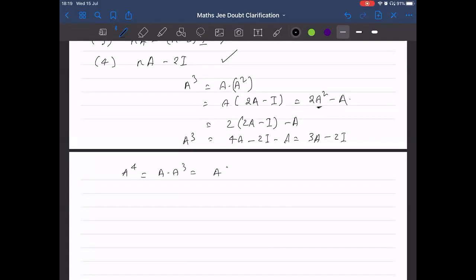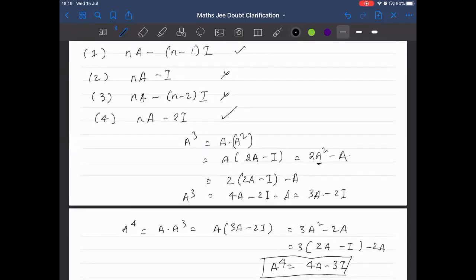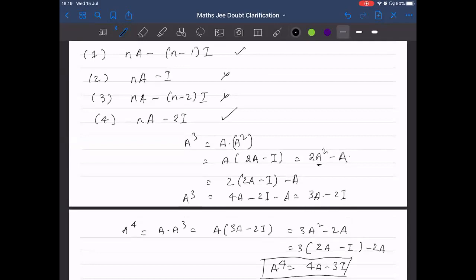So A into A cube. A cube value is 3A minus 2I. So it is equal to 3A square minus 2A. Again, A square value is 2A minus I, so 6A minus 3I minus 2A, which is 4A minus 3I. So this is the A power 4 value. Again, go ahead with the options and substitute n equal to 4. Check now only the first and fourth options; the first option is satisfying. So the first option is the answer.